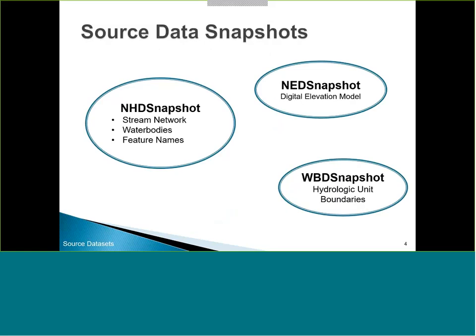All righty, so in the data sets that you get with NHD+, you will get a snapshot of each of the 3 data sets that were used to build NHD+. So you have all of the source data that we started with. The NHD snapshot contains the stream network. It contains the water bodies. Each of those features has a feature name if it was available. We have the NED snapshot, which is a DEM. We have the WBD snapshot, which is the hydrologic unit boundaries.